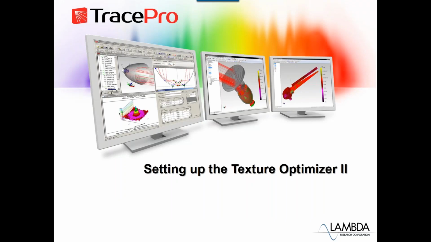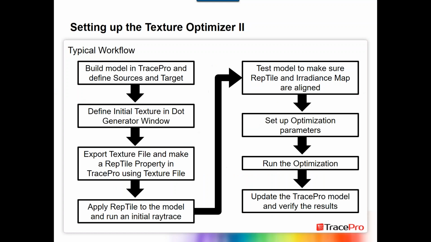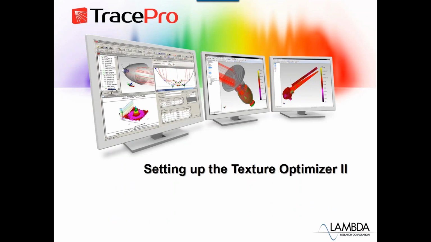So let's walk through an example, and we'll look first at setting up the texture optimizer. As I said, I'll make these files available in the download section. When we put this webinar up, you'll be able to get the slides, the recording, we are recording this, and the example files, so you'll be able to walk through and set this up yourself.